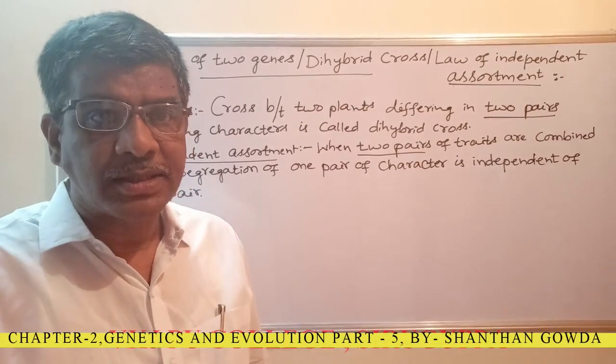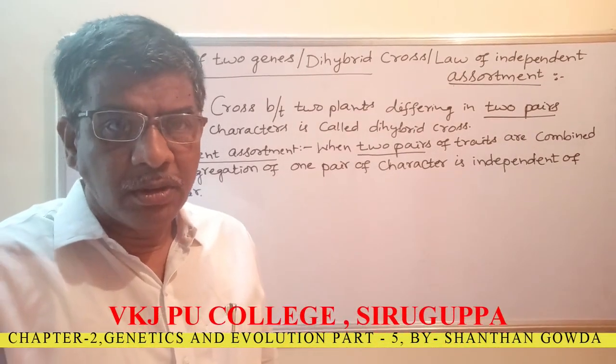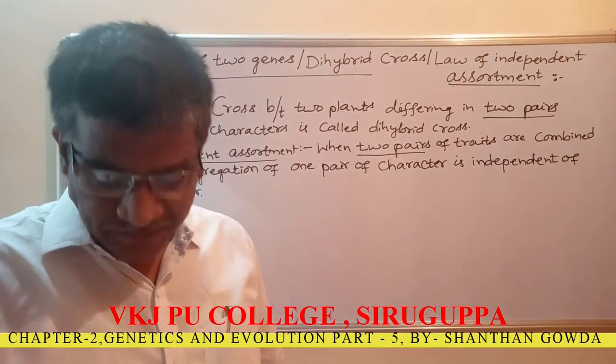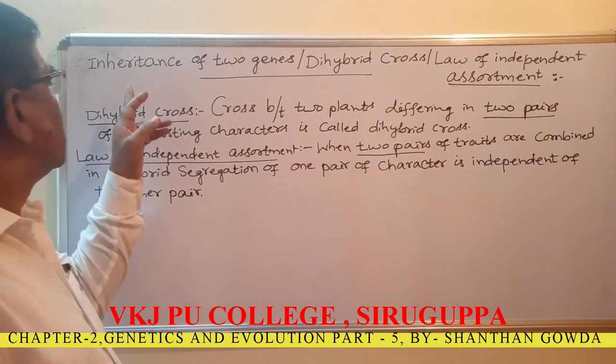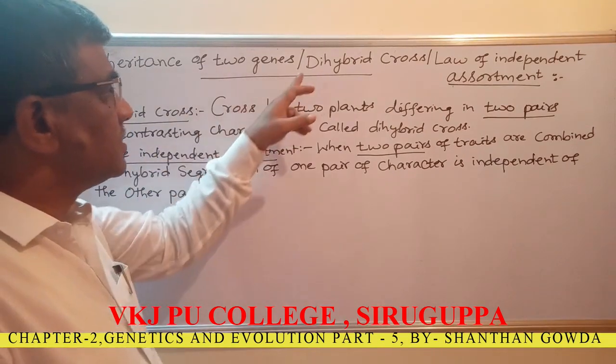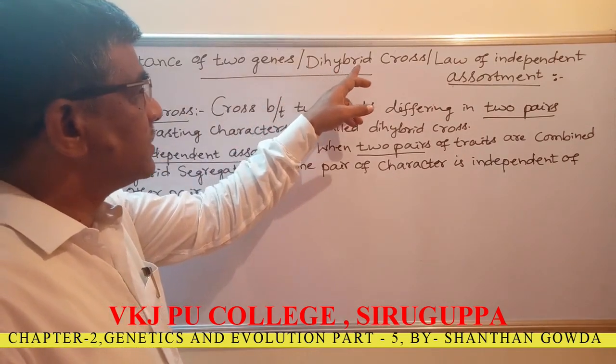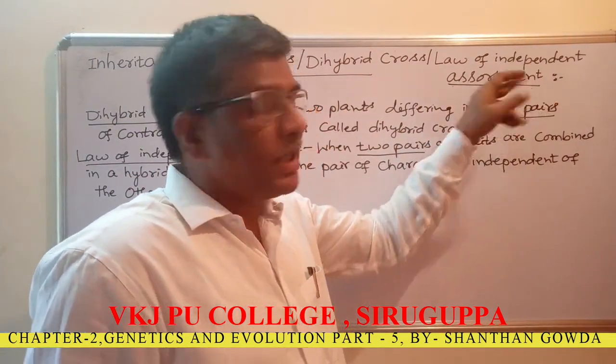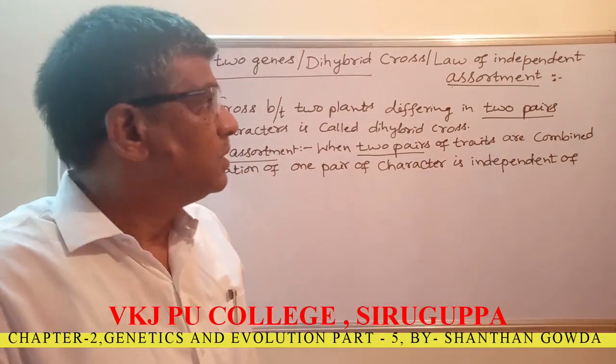Good morning, students. In this video, let us discuss a very important concept of genetics, that is inheritance of two genes, which is also called dihybrid cross or law of independent assortment.